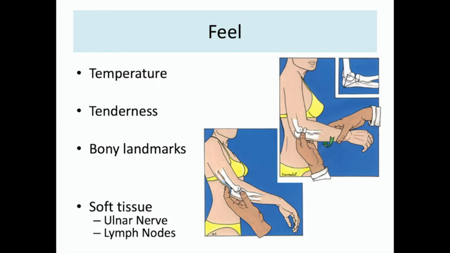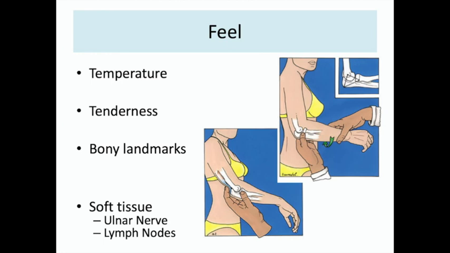So once you've done your bony landmark palpation, you need to look at soft tissues. You might have to look at the brachial pulse. You might look at any swellings in the cubital fossa. You might go around on the medial side, palpate for the ulnar nerve and the lymph nodes, or any other swellings which you could feel.